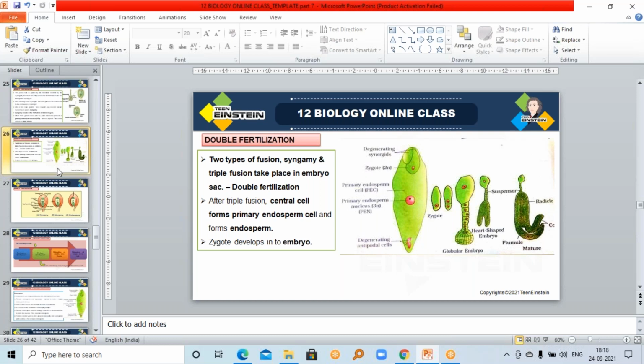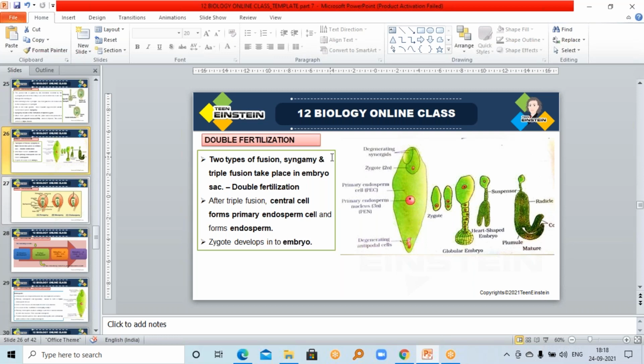The process of fertilization. Why are we calling it double fertilization? The process of fertilization occurs twice. 2 times the process of fertilization is taking place in the same embryo sac. See, I am talking about this embryo sac here. The process of fertilization is taking place 2 times at the same time by 2 male gametes, right? That's why it is called double fertilization.